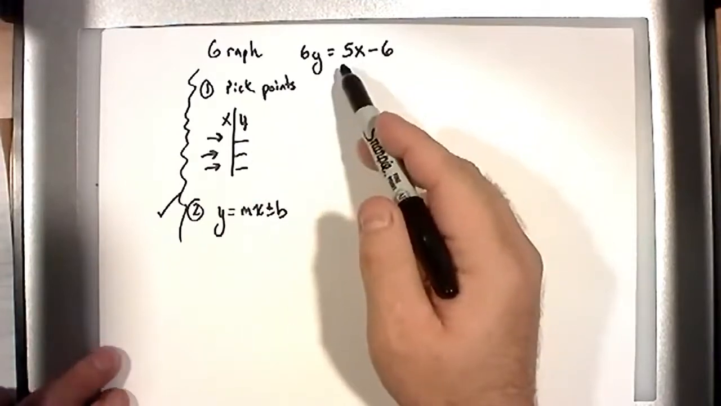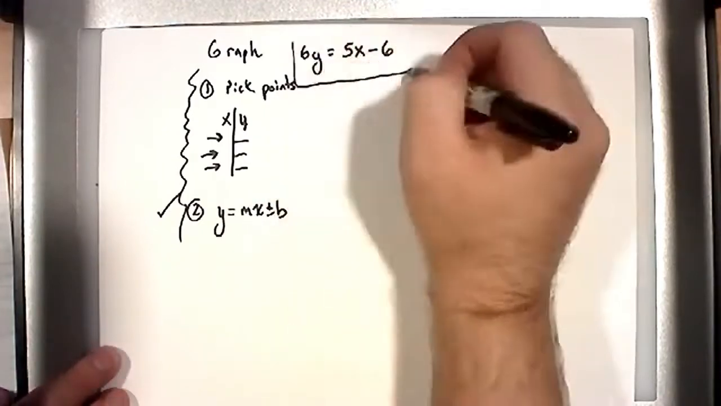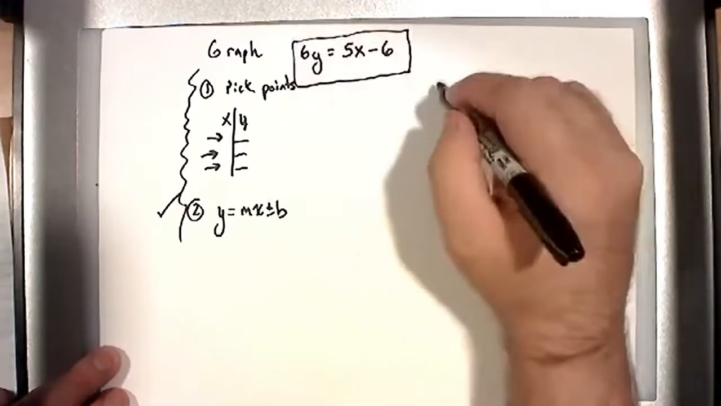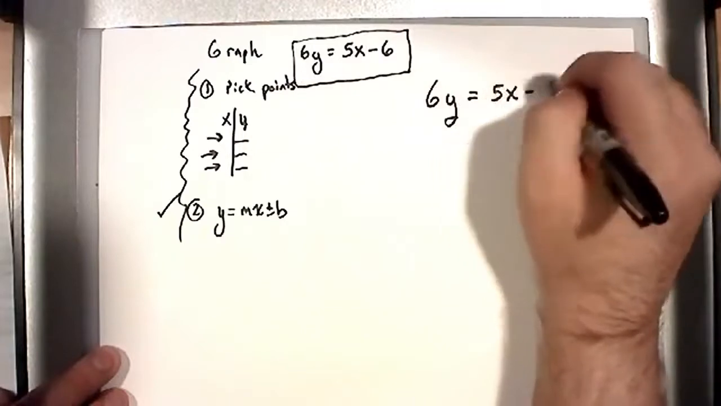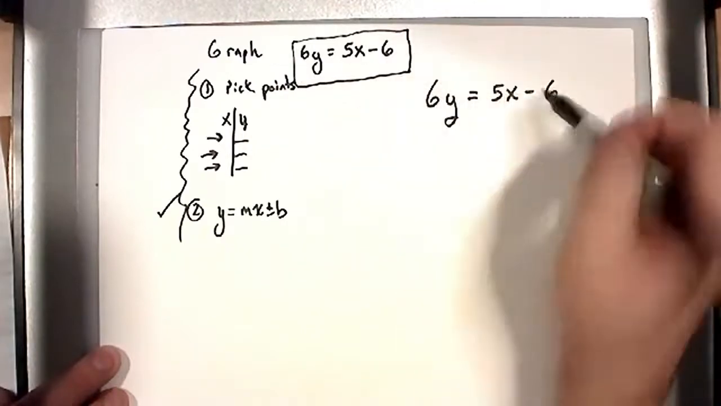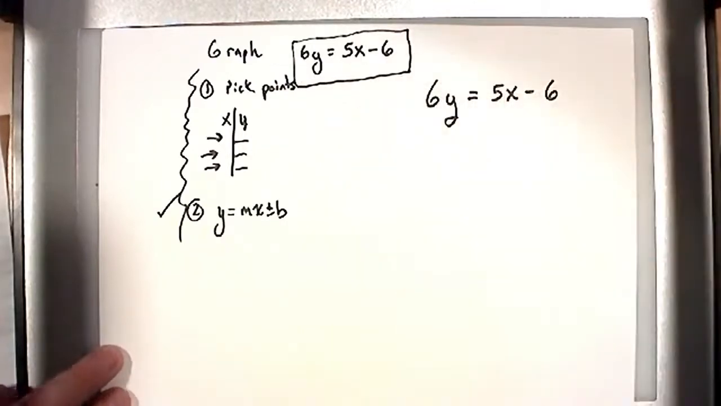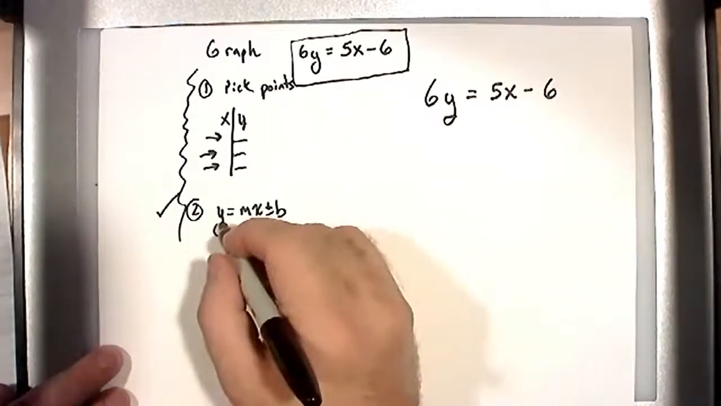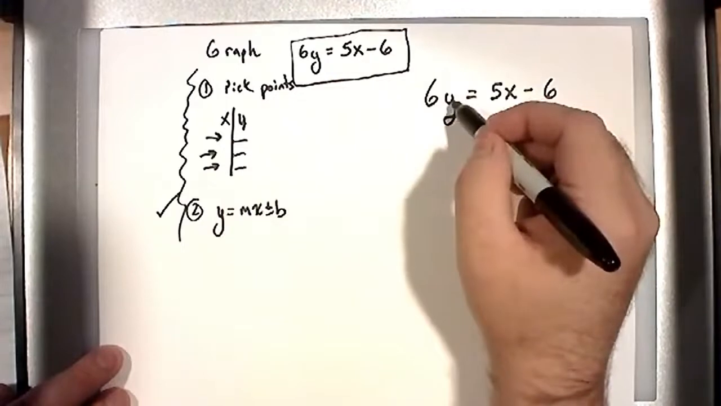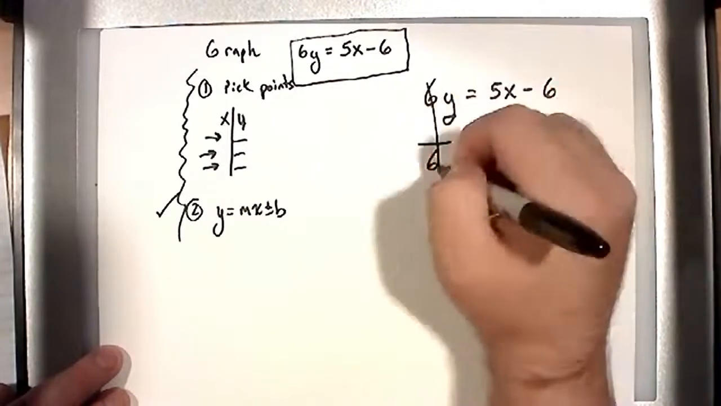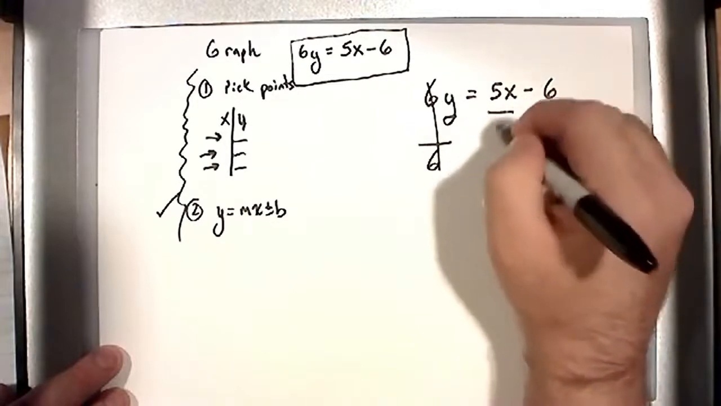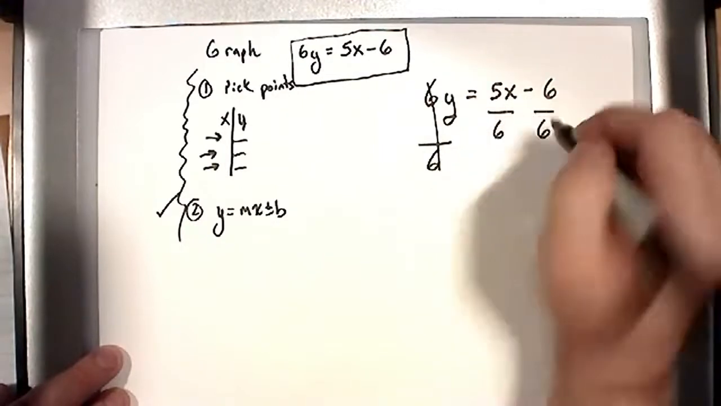Not any longer. Now we've got this ugly thing, 6y equals 5x minus 6. So how can we get this to be y equals mx plus b? Doesn't that just mean getting y by itself? Solving for y? Well, how would you get the 6 off the y? Wouldn't you just divide by 6? Now there's 2 pieces over here, so make sure you divide by 6 to everything.